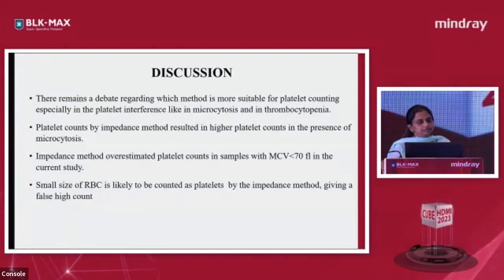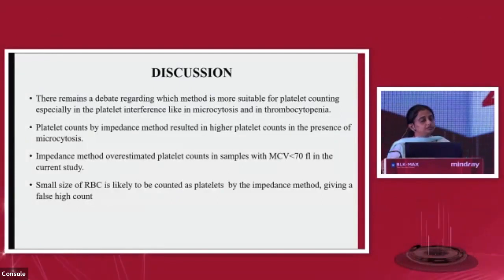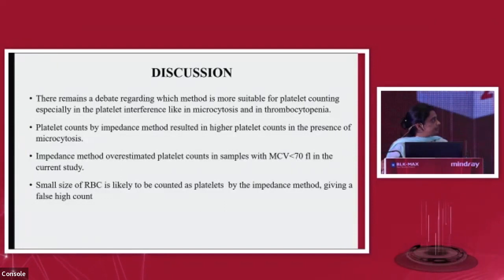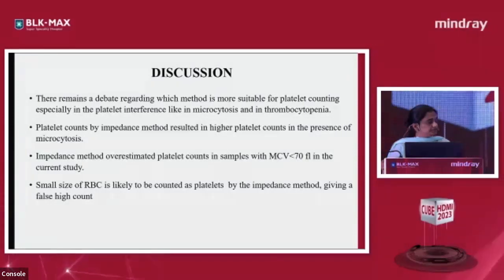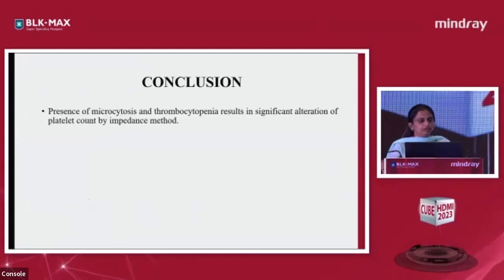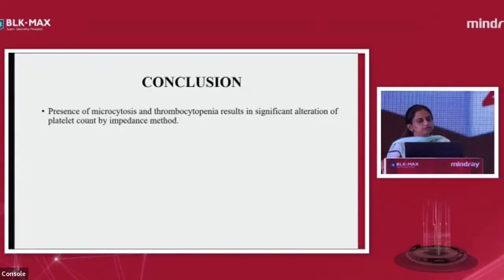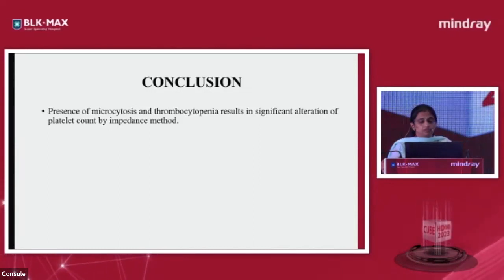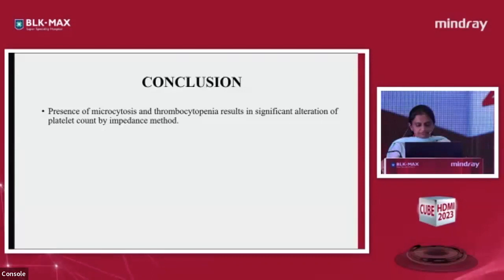Platelet count by the impedance method resulted in higher platelet counts in the presence of microcytes, and overestimated platelet counts in samples with MCV less than 70 femtoliters. So to conclude, the presence of microcytes as well as thrombocytopenia results in significant alteration in platelet count by the impedance method.